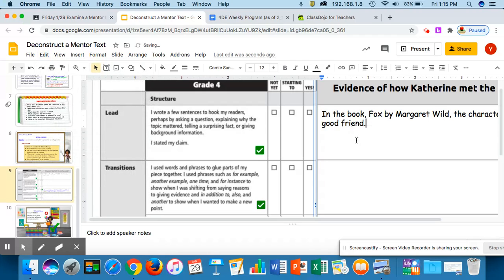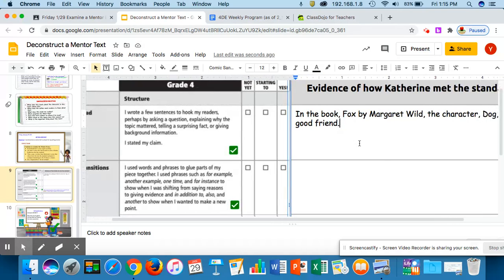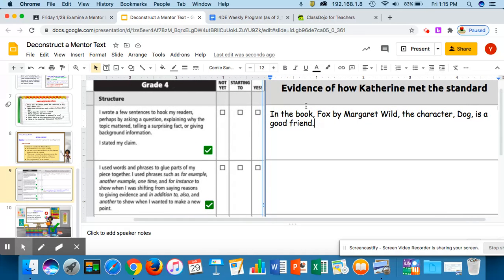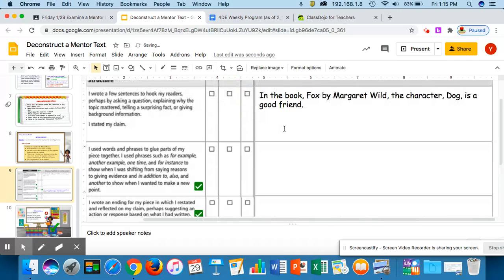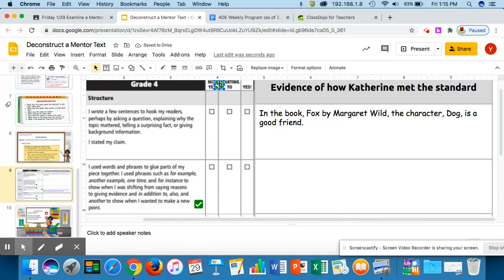And that way it just fits inside of my space here. So this is an example of how she presented her claim. So I'm going to say she's starting to do this part. I would put it here because she didn't really give us an intriguing opening. She just got right to the point, which is important.